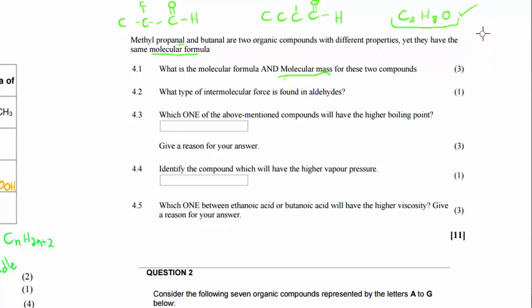Molecular mass: carbon has a mass of 12, so 12 times 4. Hydrogen has a mass of 1, so it's 1 times 8. And then oxygen has a mass of 16, and there's just one of them. 12 times 4 is 48, plus 8 is 56, plus 16 is 72. Okay.